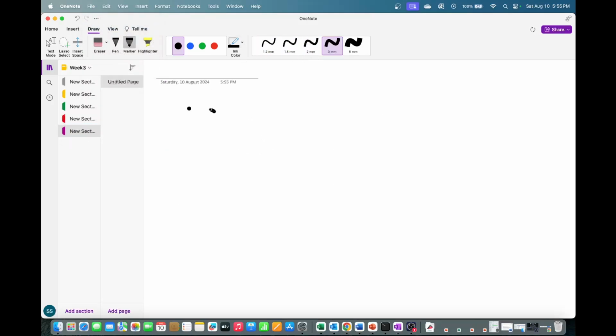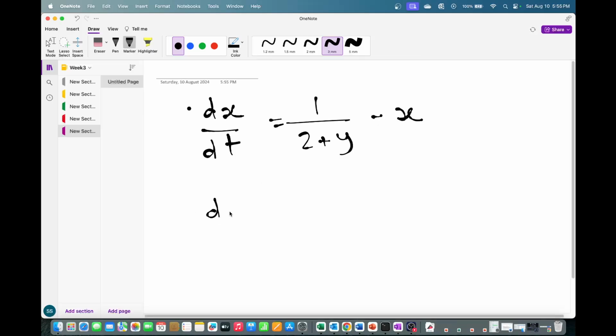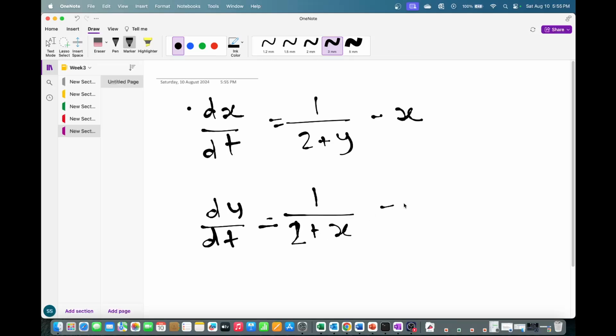So let's assume you are given two equations like this. dx/dt is equal to 1 by 2 plus y minus x, and another one is given like this, dy/dt equal to 1 by 2 plus x minus y. Now let's assume x is a protein and y is a protein, which are both interacting with each other, and they are given by these two ODEs, right? Now can you tell me what is the relationship between x and y?